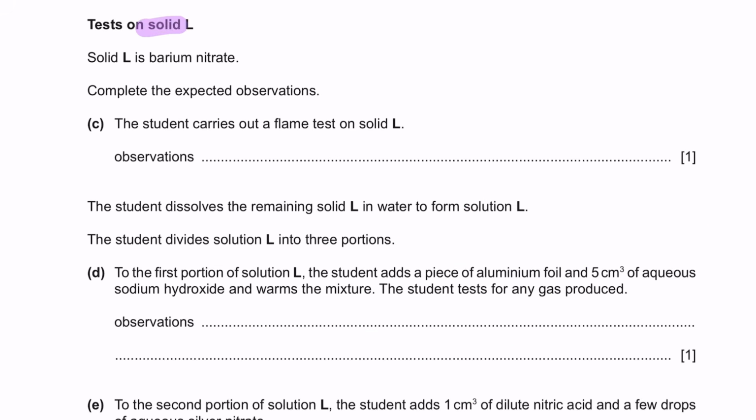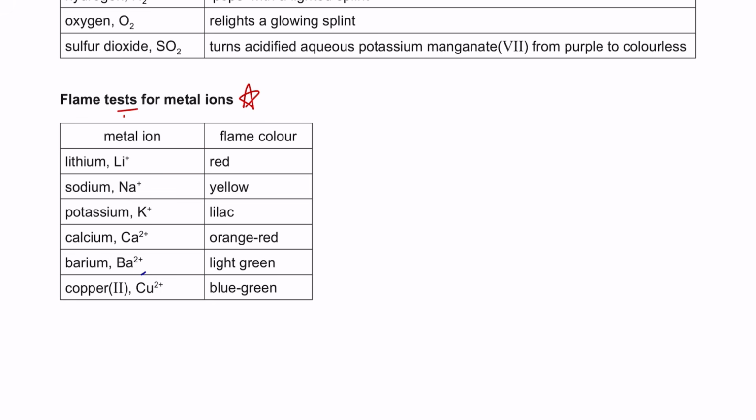Next is the test on solid L. Solid L is barium nitrate. So the cation is Ba2+ and NO3- is the anion. Question C. The student carries out a flame test on solid L. So this is your table for flame test. Make sure you have memorized them. Since this solid contains barium 2+, you will see your flame color light green.